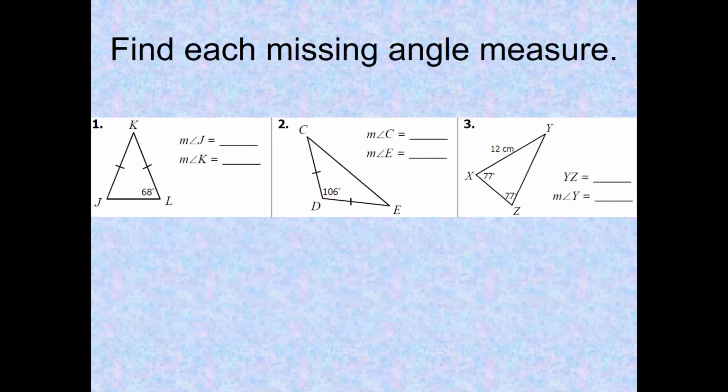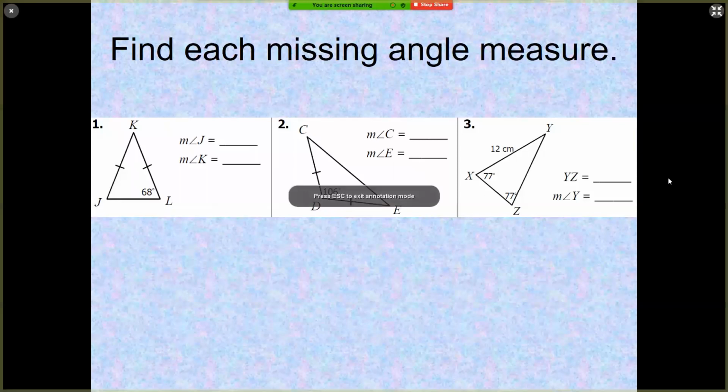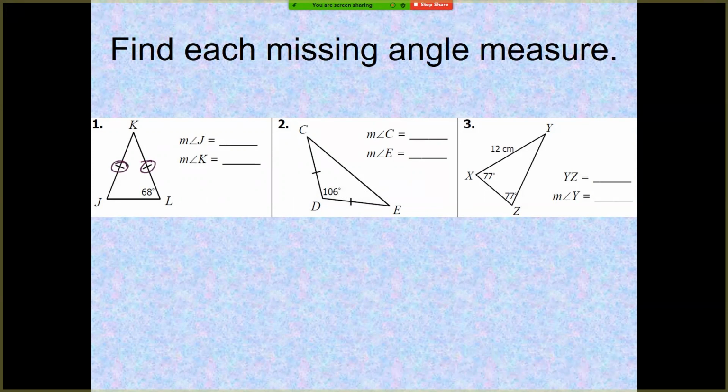So for this slide, we're being asked to find the measure of each angle. For question number 1, we're being asked to find the measure of angle J and angle K. One of them is pretty straightforward. Using our isosceles triangle theorem, we have two congruent sides. That means the angles opposite of those sides have to be congruent. So angle J and angle L have to be congruent to each other. So this angle has to be 68 degrees.